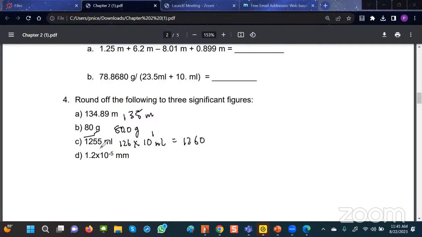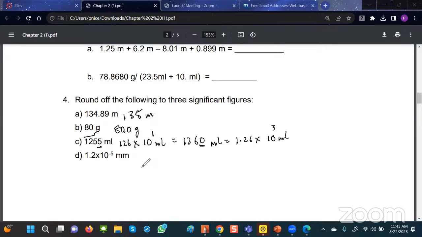1260, right? Because what you can do is drop this 5 and then increase the 5 here by 1 unit to 6, right? But when you drop this 5 here, because it's to the left of the decimal point, you have to put a placeholder 0 here, all right? So this is correct as well. Now, if you want to do it in scientific notation, the answer would be 1.26 times 10 to the 3, mil. So any one of these would be the correct answer for C, all right? Any questions about that one? Okay, what about D?